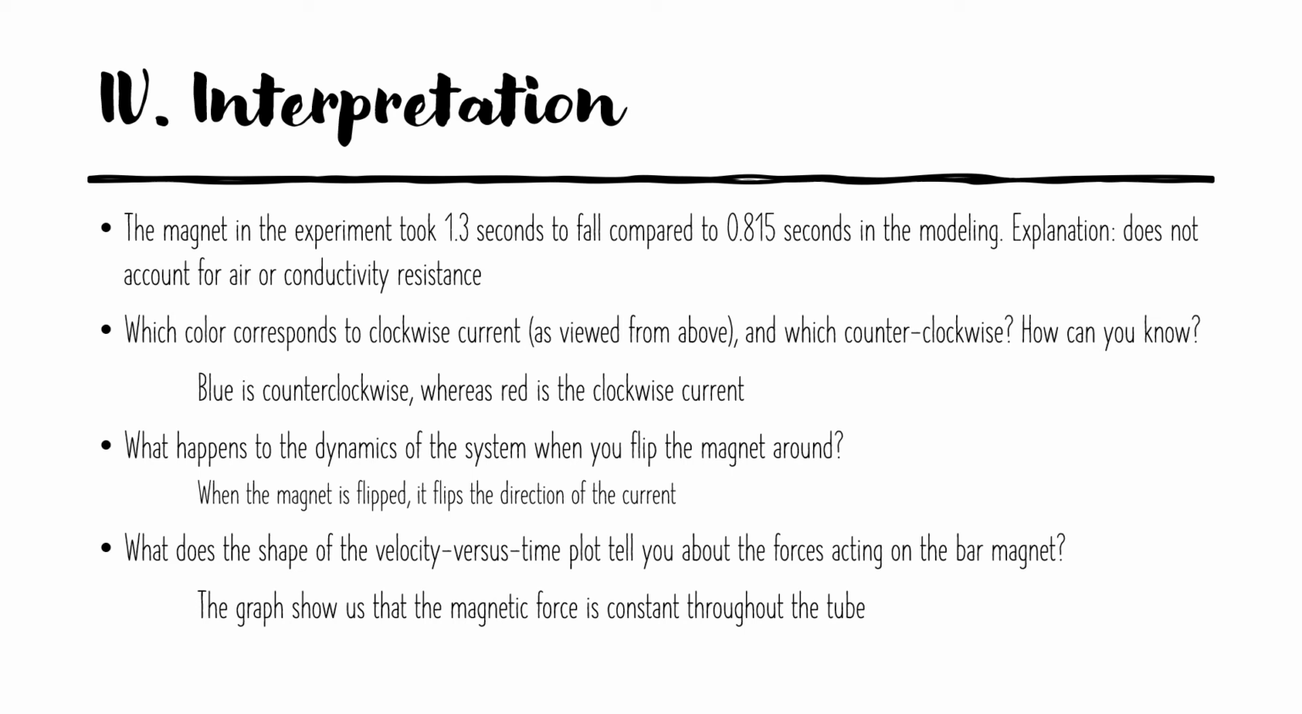Which color corresponds to clockwise current and which counterclockwise? Blue corresponded to counterclockwise current, whereas red was the clockwise current. When the magnet is flipped, it flips the direction of the current. And the velocity versus time graph shows us that the magnetic force was constant throughout the tube.